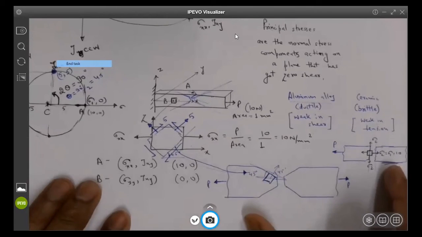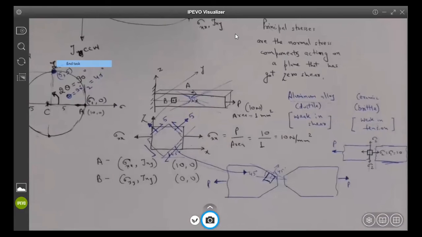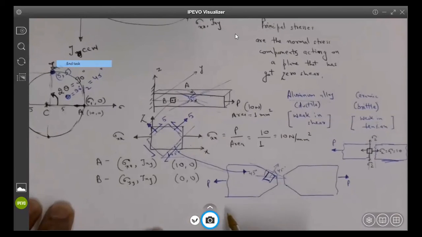Professor, I have a question. Go ahead. Will it always fail in the middle of the length? No, you can never guarantee that, but to make sure that it fails there, what people do is make a specimen like this.